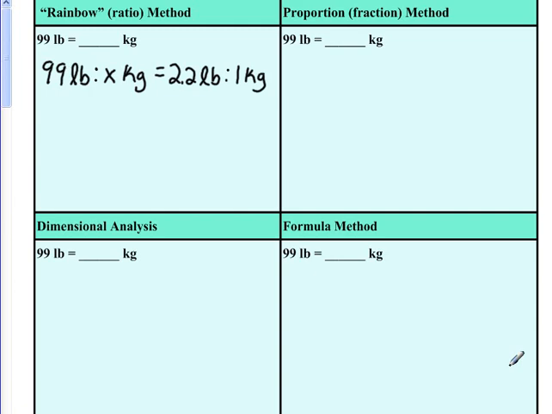To solve for x, we will need to multiply our means and our extremes. We can do this simply by drawing a rainbow. We're going to multiply the 99 pounds by the 1 kilogram. We'll set an equal sign and multiply the inside of the rainbow, the x kilograms by the 2.2 pounds.